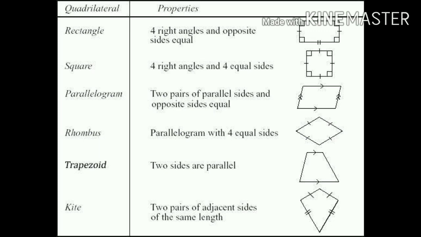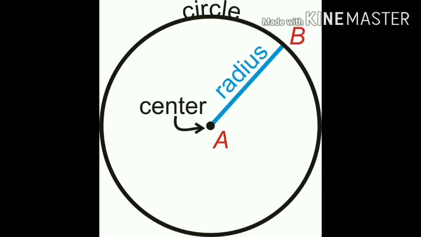The next important term in geometry is a circle. A circle is defined as a locus of points which are equidistant from a fixed central point. In this diagram of a circle, you can see the center is given as A and the distance from the center to the circumference is called the radius of a circle.